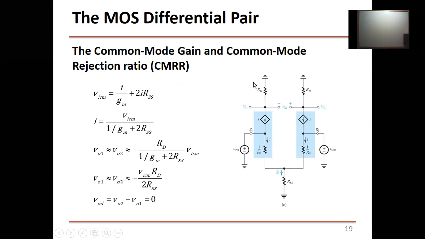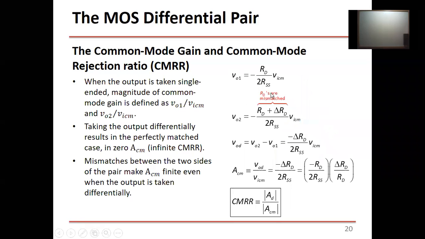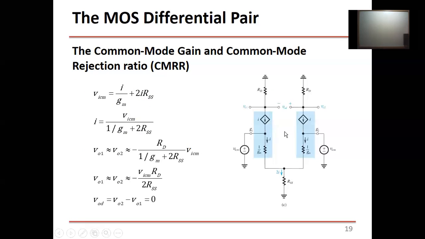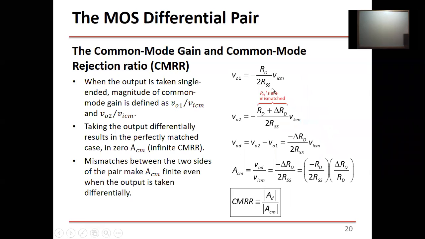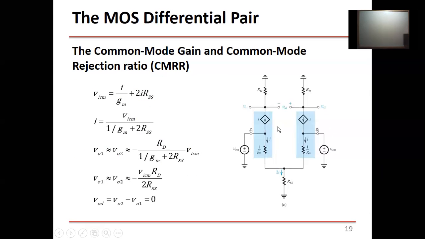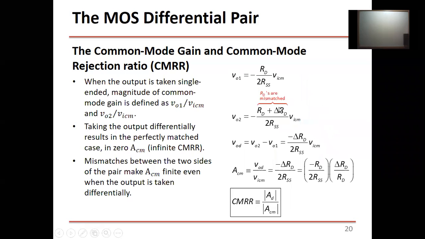Any parameter, or RDs, are not the same. So here we will assume that RD in one transistor or one leg is shifted or mismatched by delta RD. So assume that for the first transistor we have RD, and the second one we have RD plus delta RD. So V output 1 is minus RD over 2 RSS times VICM, and for the second one V output 2 is minus (RD plus delta RD, which is the mismatch) divided by 2 RSS times VICM.